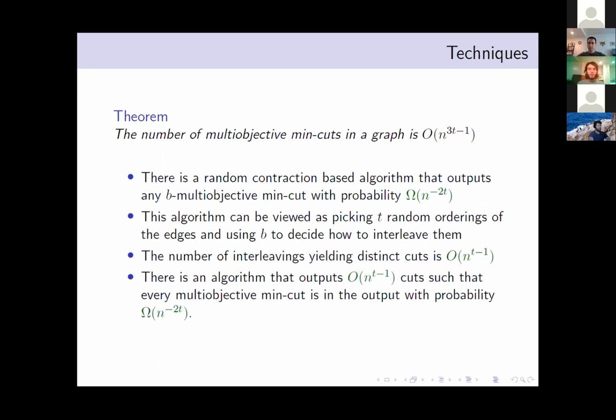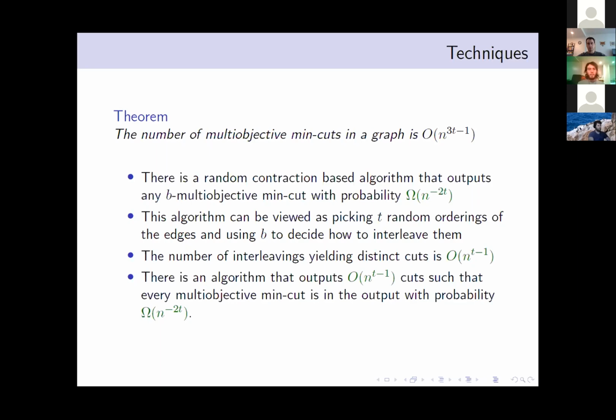And that means that we can get an algorithm that just tries all possible ways of interleaving and outputs all of the different cuts that it can obtain by interleaving its randomly chosen permutations. And this will output anything the first algorithm could for any choice of B. So using an argument from Karger, we show that the number of interleavings generating distinct cuts is O of n to the t minus 1.